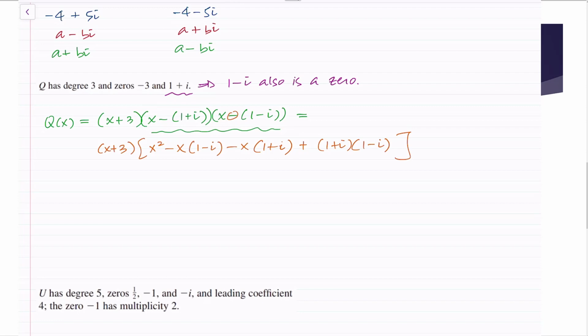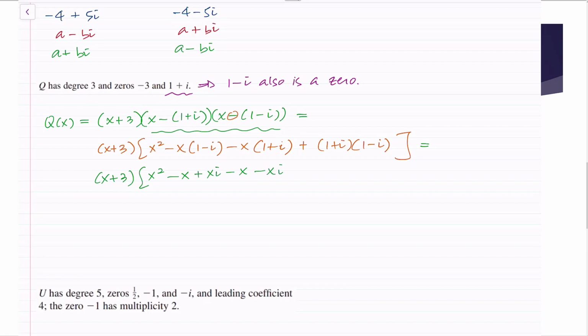And so we need to do a little bit of additional expansion before we can clean that up. So we have x plus 3. And when we expand that minus x times 1 minus i, you're going to get minus x. And then minus x times minus i is plus x times i. And likewise, minus x times 1 is minus x. And then minus x times minus i is minus x times i.